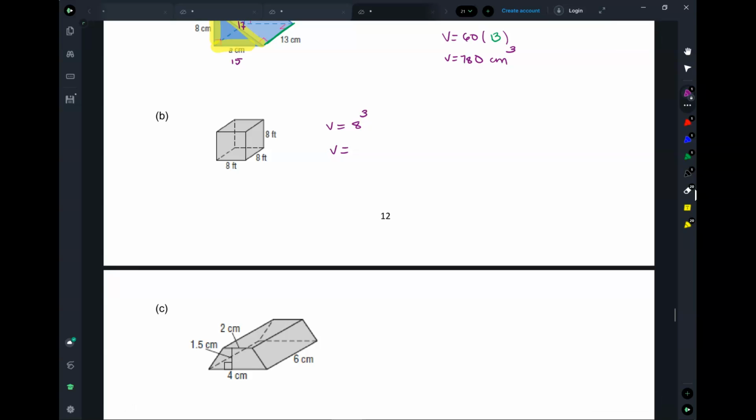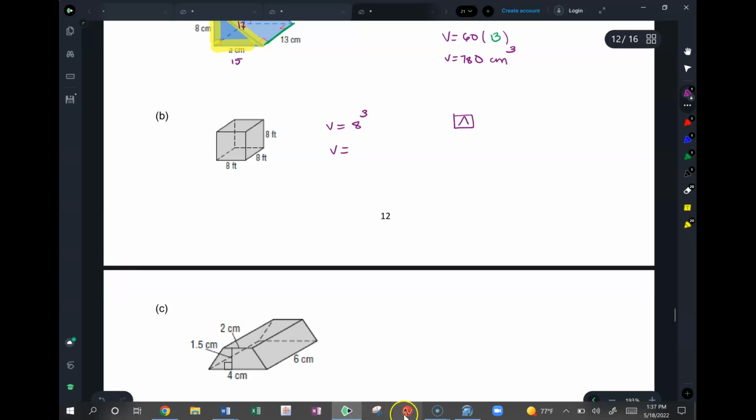Do we all know how to plug in cubed into the calculator? Go ahead, but don't give me the answer just yet. Find the button on the calculator that says this. That's the caret. It's right next to the x squared, to the left of the x squared. Did you guys find it? So do 8 to the power of 3 and just write down what you got.